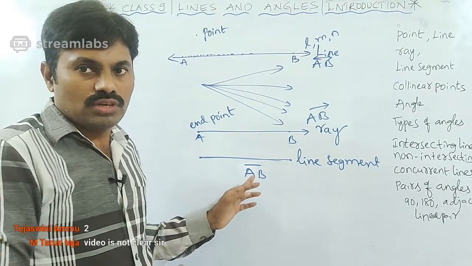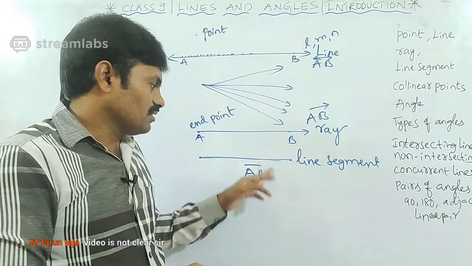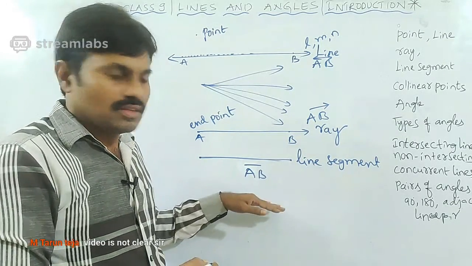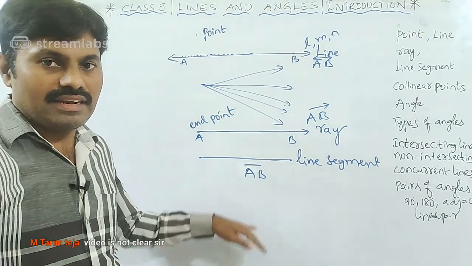If you keep two capital letters, AB, upon this one, so it is AB line segment. AB line segment.